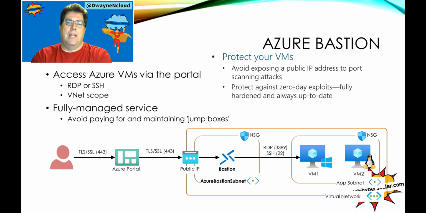can RDP into that jump box, and that jump box is in a DMZ or demilitarized zone, a separate, isolated network, and then they connect into the Azure production network to do their maintenance and support. So there's an extra gate and layer of defense in how they connect to that network.